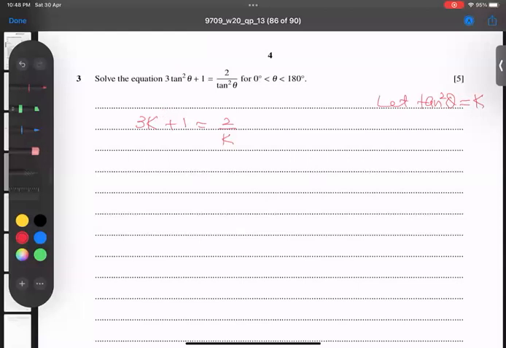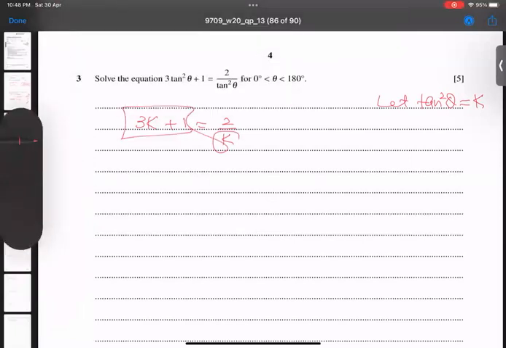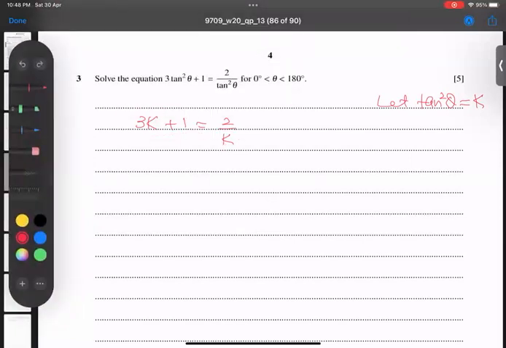Okay. Now this k, cross multiply because it's a single fraction, we can cross multiply. Multiply both, and what I'm getting is 3k^2 + k = 2. Bring it to the left-hand side: 3k^2 + k - 2 = 0. Okay. Now factorization is possible.